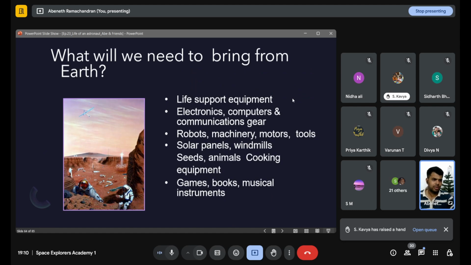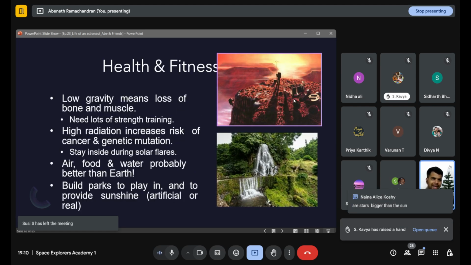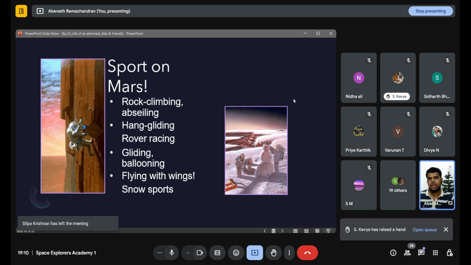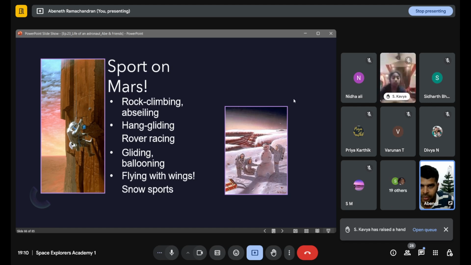So what all things can you do apart from doing all these experiments? You can also do some cool things. You can go for hiking, you can go for snowboarding on the surface of the ice there. They can also do some rock climbing, mountain climbing there, because compared to Earth, Mars has the tallest mountain in the entire solar system. So Mars has a around 22-kilometer tall mountain called Olympus Mons, which you can use for mountain climbing.